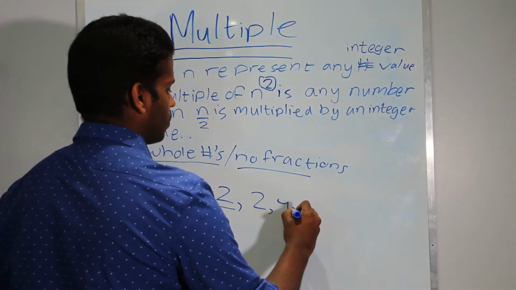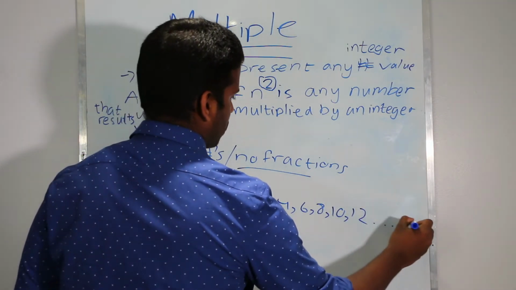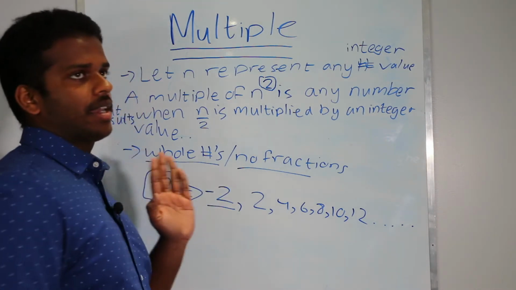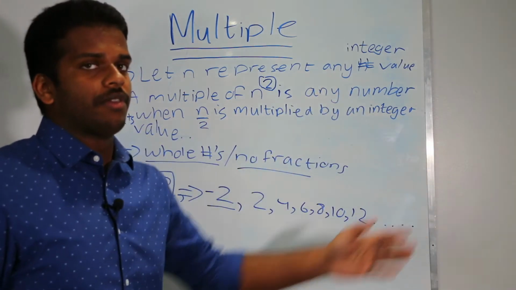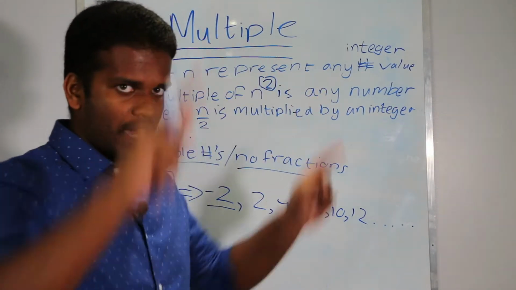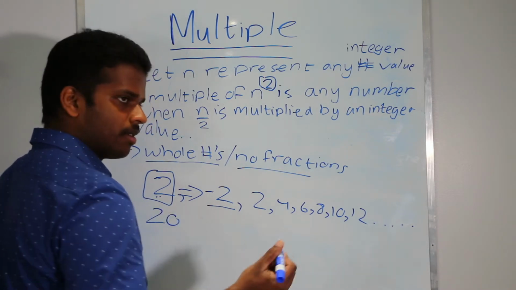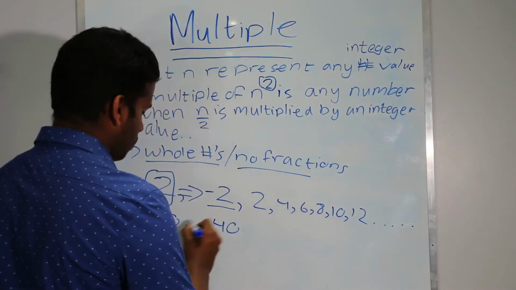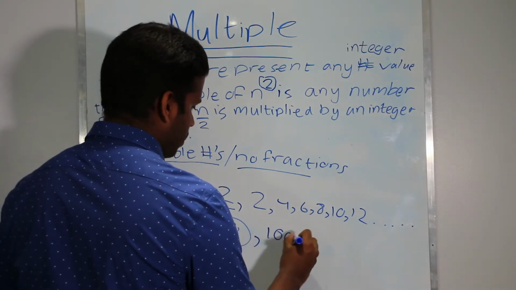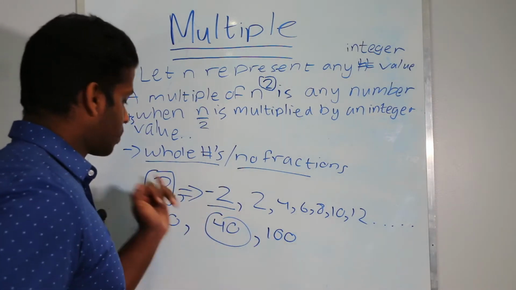We can start from there: 2, 4, 6, 8, 10, and the list goes on. If you know your basic times table, you're just multiplying that number by all the integers: 1, 2, 3, 4, 5, 6, and the list goes on. It doesn't have to stick with our basic 12 by 12 times table. 2 times 20 is 40, which also works. 100 also works, because 2 times 50 gives you 100. So 100 is also a multiple of 2.